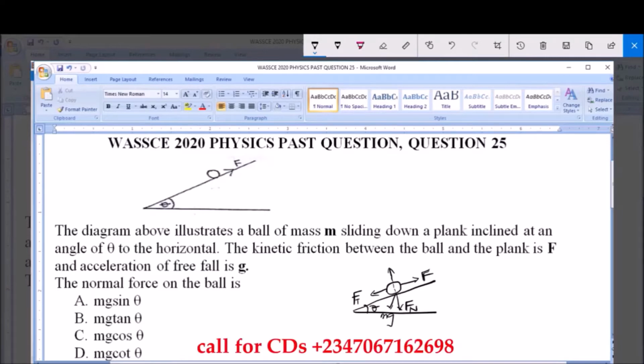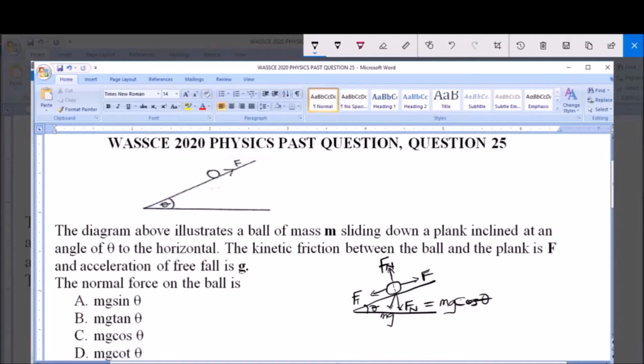Now, to find the normal reaction or the normal force, Fn: the normal force is the component perpendicular to the plane, and this is mg, that is the weight of this ball, multiplied by cos theta. But for the component along the plane, which is Ft, it is mg sine theta. The normal force is the vertical component, which is mg cos theta. So Fn is the normal force acting on the ball, and that is option C. Mg cos theta is the answer to this question.